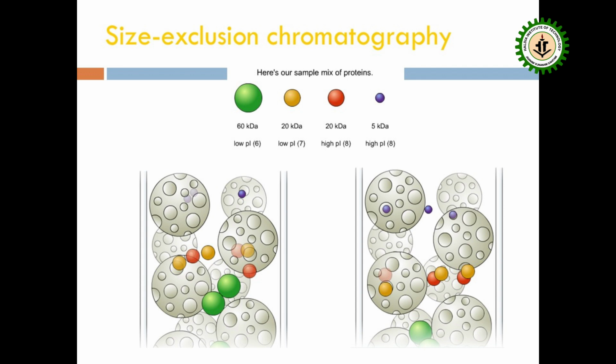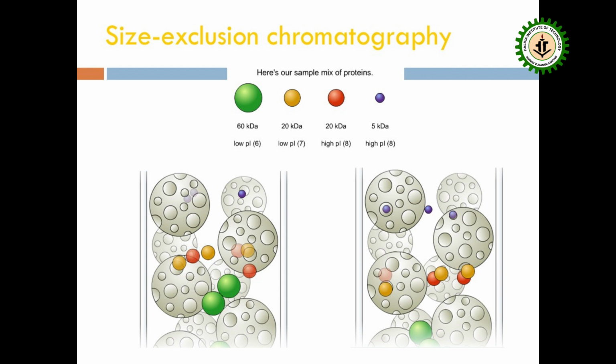This is an example of size exclusion chromatography. Here the sample is a mixture of proteins. Here 60 kilodalton is the highest molecular weight protein, with low pI. Then a 20 kDa protein of low pI, where the pI is 7. And another 20 kDa protein with a high pI, where the pI is 8. And the smallest protein is 5 kilodalton.